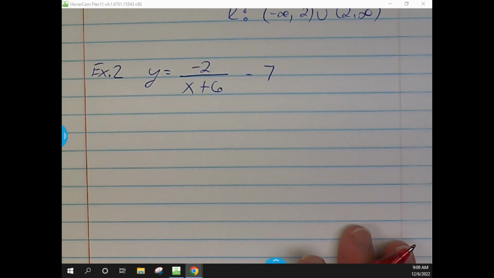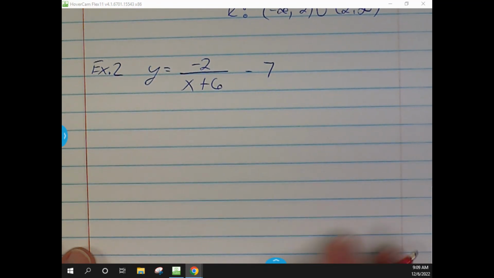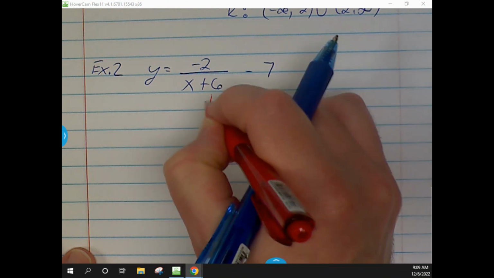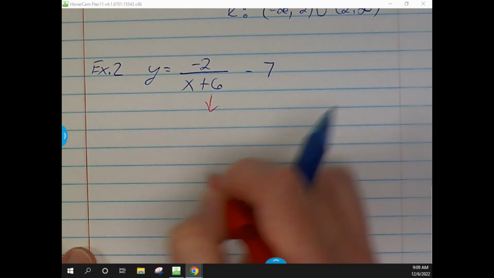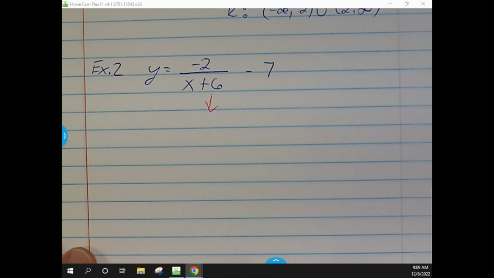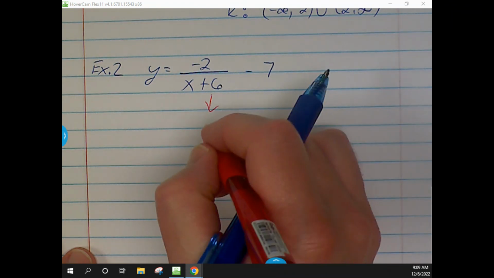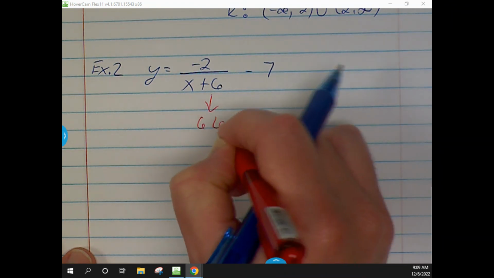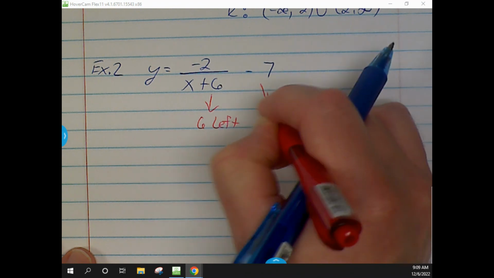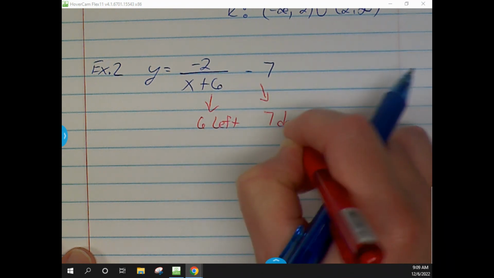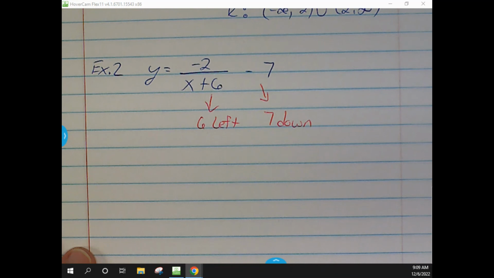All right, first thing we got to do is just figure out what our movement is away from the center. And again, whatever number is in the denominator, that tells you how much to move left and right, opposite direction. So that's 6 to the left. -7, it goes in your vertical direction, 7 down.